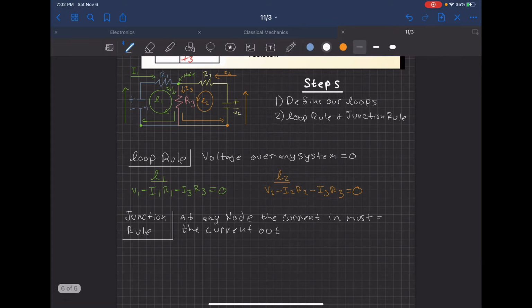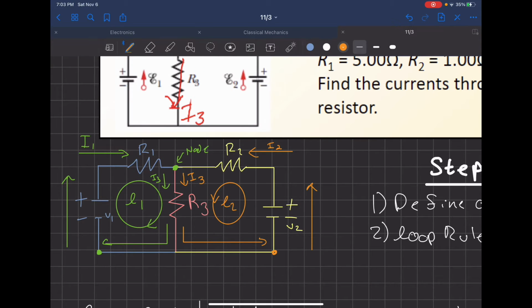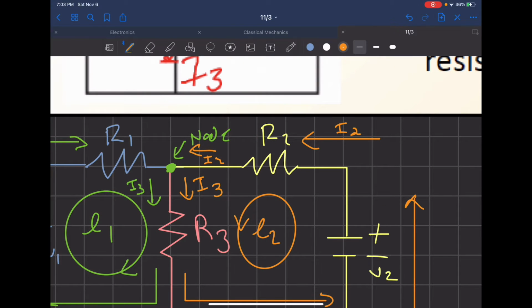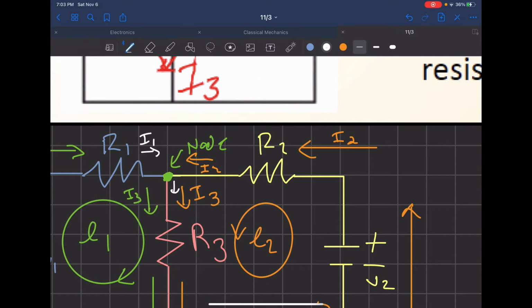So now, looking at our node, we can see that we get the expression I1 plus I2 is equal to I3. And the way I think about this is we have I2 coming in towards it, and we have I1 coming into it, and then once we hit our node, they go down and become I3. So that's how I come up with that expression.